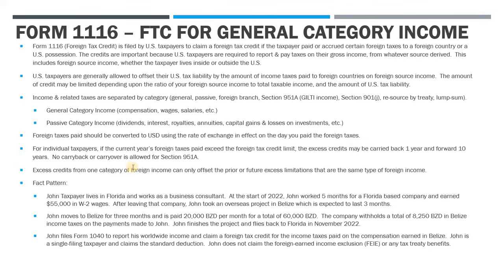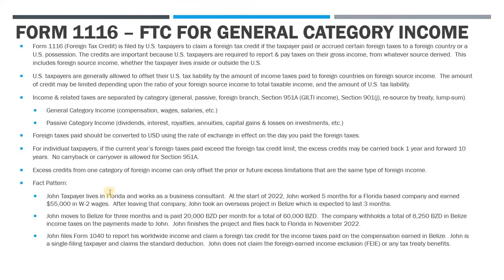Now, what about carryovers? If you're an individual taxpayer and you have taxes paid in the current year and you can't use all of them, right? So you've hit that foreign tax credit limit, so now you have a carryover. You can carry credits back a year and then forward 10 years. The one exception here is GILTI income. So 951A, GILTI income, there is no carryback, there is no carryover. So if you have taxes related to GILTI income that you could not use in the current period, they're lost. All right, that's it. You don't get to carry them back or forward.